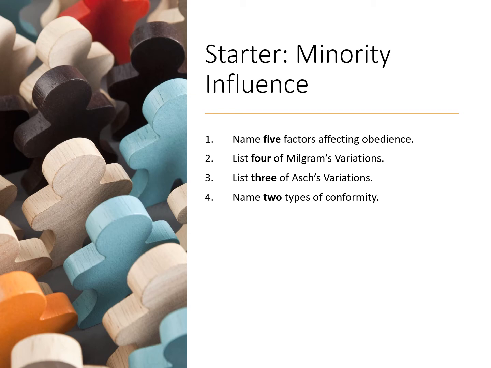The 3 variations of Asch's research were group size, unanimity of decision, and task difficulty. And 2 types of conformity. So we have identification, internalization. You could also put compliance. Remember, if you put normative or informational, that's completely wrong because that's an explanation rather than a type.